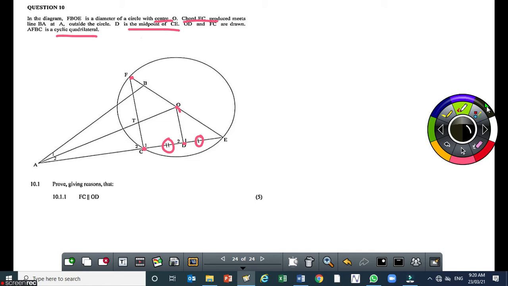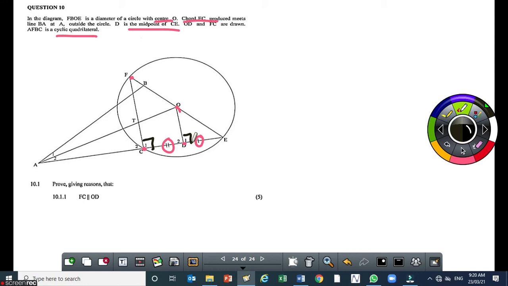Because FE is a diameter, this angle here is going to be equal to 90. Also, if I use theorem 1, this angle here is going to be 90. If I use the converse of theorem 1, which means if I prove that D1 is equal to C1, I can say, therefore, FC is parallel to OD because corresponding angles are equal. You can also use co-interior angles by saying D2 plus F plus C1 is equal to 180. But in my case, I'm going to do it using corresponding angles.